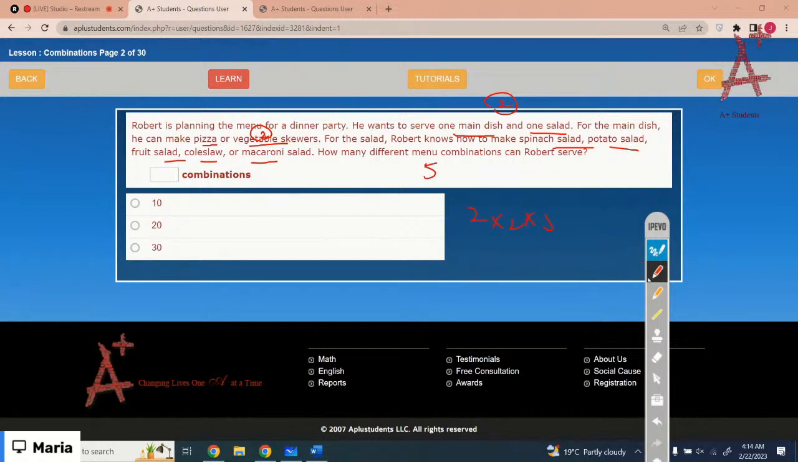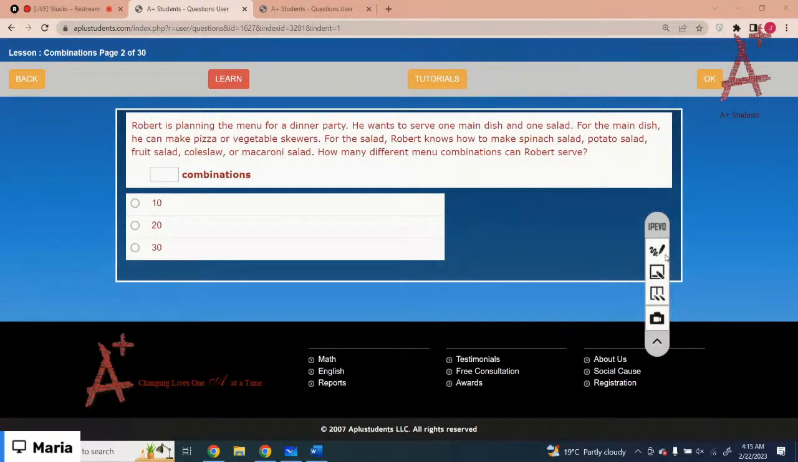So you have to do 5 times 2 times 2. 2 times 2 is 4 and 4 times 5 is 20. That means the total combinations Robert can serve are 20. Got it? The correct option is 20.